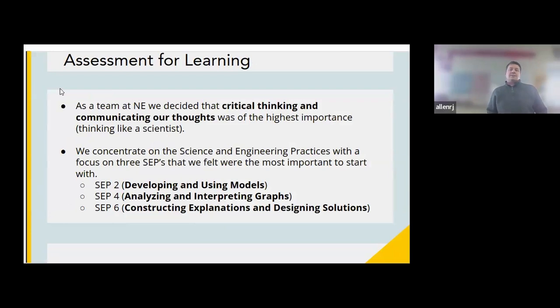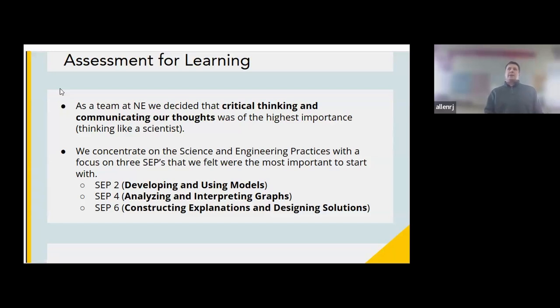As a team at Northeast, we looked at what was the most important. What did we want the 6th graders to leave 6th grade with mastery of? What are the standards that were most important to us? We looked at the DCIs, the SEPs, and the CCCs, separated them out, and asked, what do we want our kids to know? It just felt obvious to us. We want them to think like scientists. We want them to have critical thinking skills, to be able to communicate their thoughts, and to be able to solve problems.